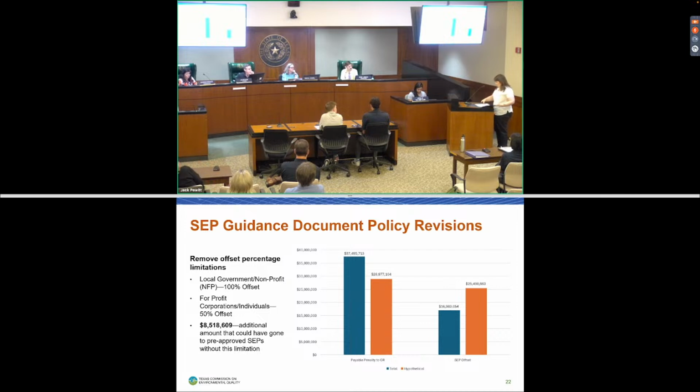So I've got a chart here, thanks to Adina, that shows you a hypothetical of what the last 5 years would have looked like if this policy restriction had not been in place. So the green or the blue bars are what actually happened in terms of the payable penalty to general revenue and the SEP offset from penalties. But that orange bar shows that over $8.5 million could have gone to our pre-approved SEPs had we not had this restriction in place. And $8.5 million would have gone a long way towards funding our third-party administrators' projects.